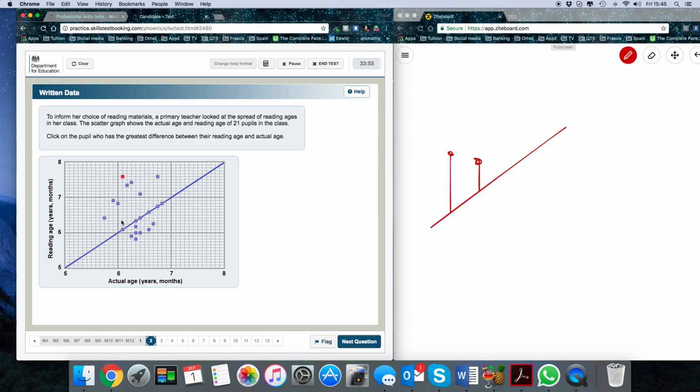The vertical line is the furthest away. So this person is quite young, they're only just over 6, but their reading age is basically top of the class.